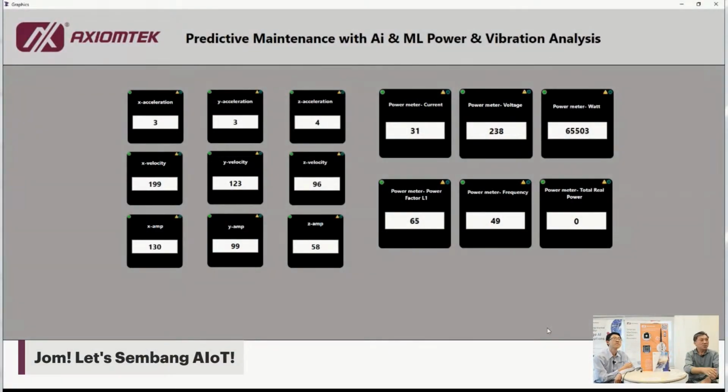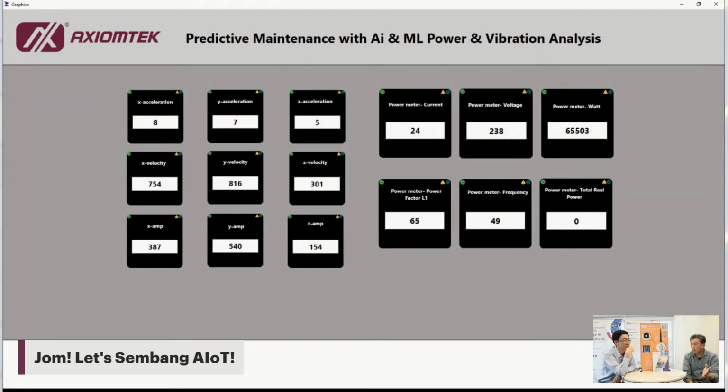Let's move on. Okay, so this one is the dashboard of the SCADA. Now it's showing the live values coming from this side. On the left-hand side we have the values from the vibration sensor. We have the X acceleration, Y acceleration, Z acceleration, because the sensor provides 3 axes. So we have acceleration, velocity, amplitude. Actually, there's a lot more, so we only show 9 of them.